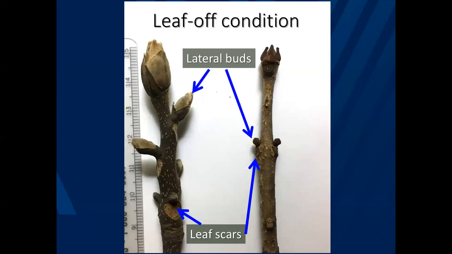So a shagbark hickory on the left there has very large and very divergent buds pointing out from the twig. And the white ash over on the right there has opposite leaf arrangement. Could you see those lateral buds right across from one another?